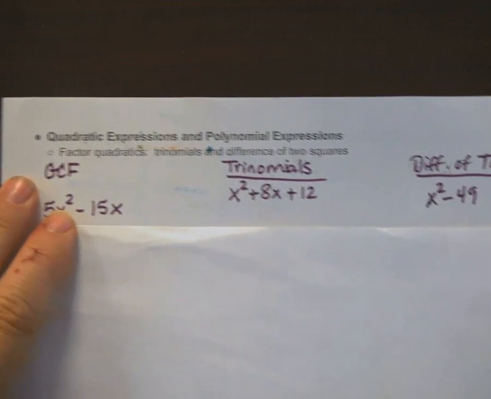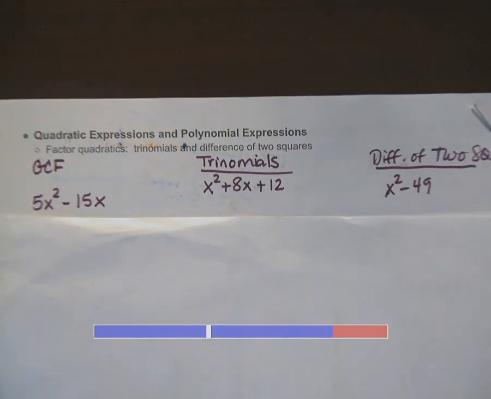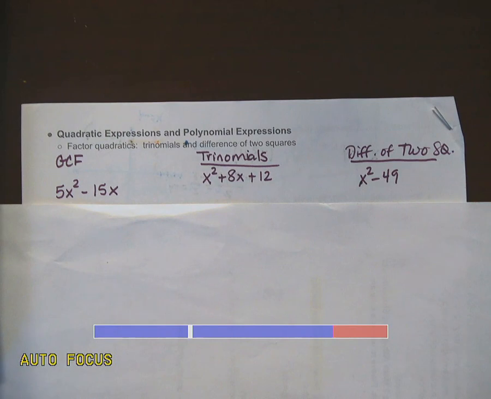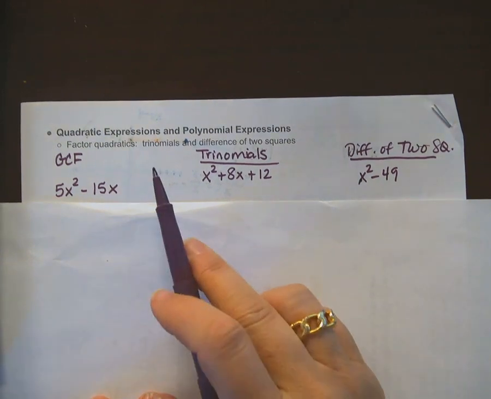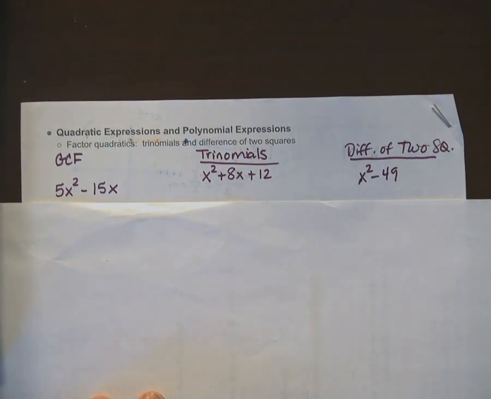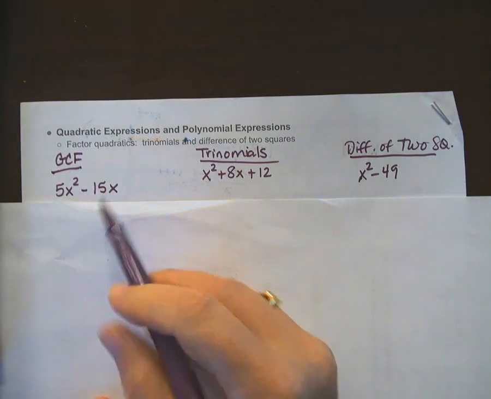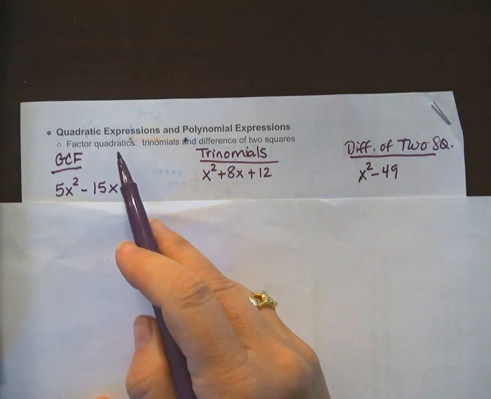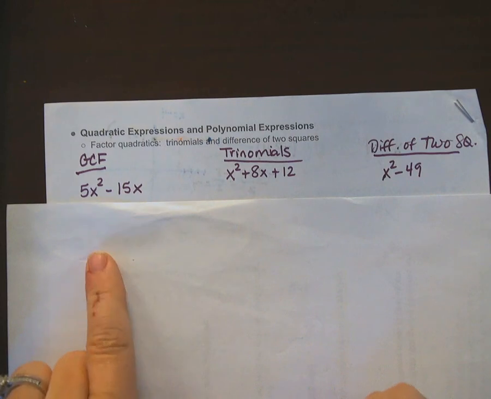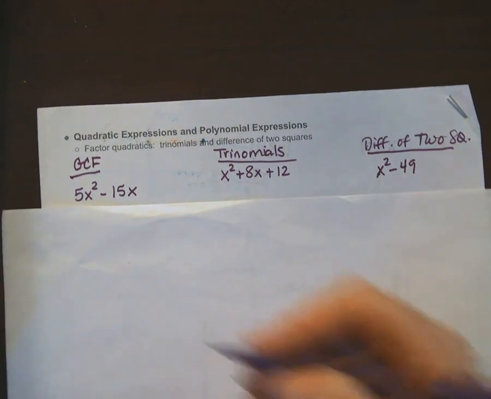Okay, this is the last page of the exam review. So this section is on quadratic expressions and polynomial expressions. And the first thing we want to review is how do you factor a quadratic? And there's three ways to factor a quadratic.